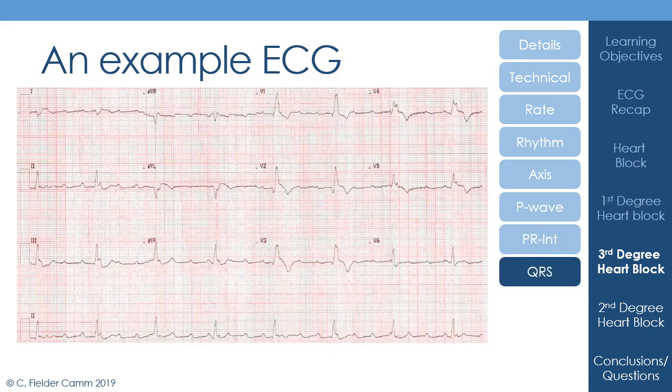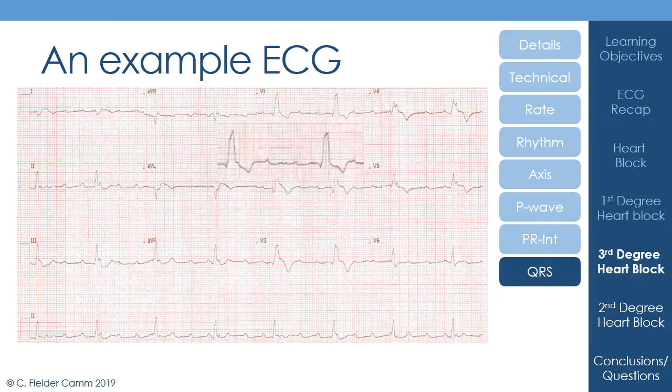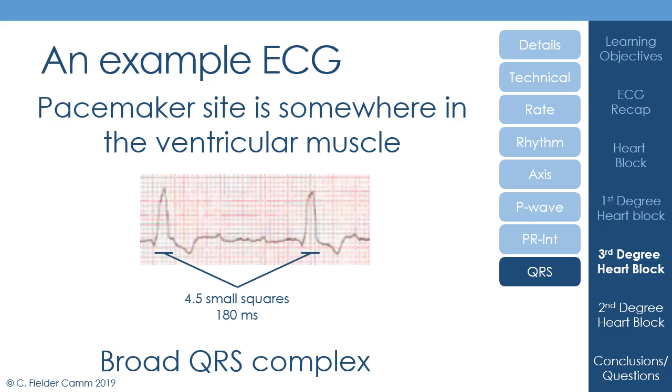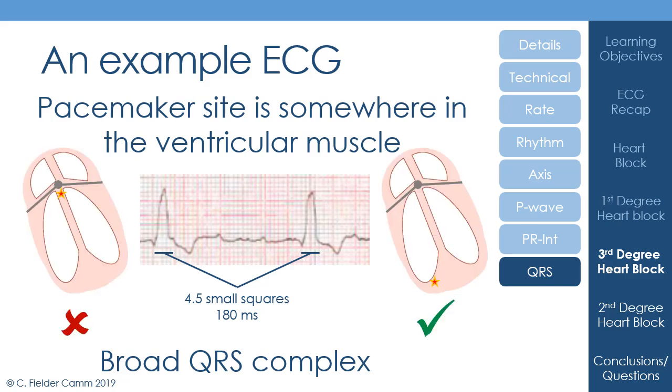QRS complexes, well, actually they're pretty broad, aren't they? So about 180 milliseconds there. So that's something for us to bear in mind. It suggests that our pacemaker site is somewhere in the ventricular muscle. So our drawing on the right.